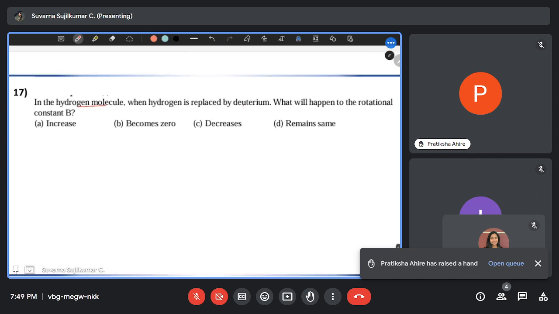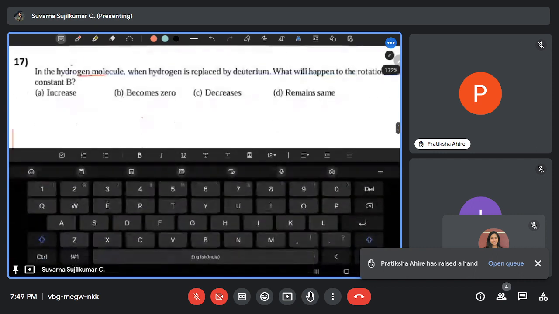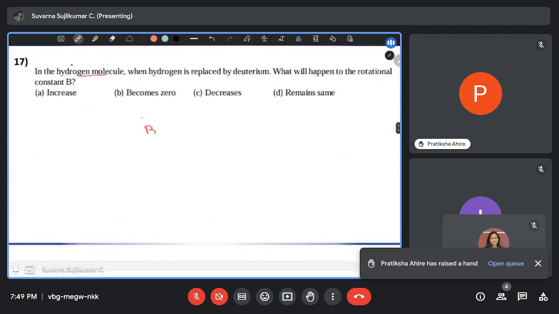The relation connecting the rotational constant B is B equals h squared divided by 8 pi squared I, where I is the moment of inertia. So we can write h squared over 8 pi squared mu r squared. When the hydrogen molecule is replaced by the deuterium molecule, what is happening? Let the molecular mass be m, and let the new molecular mass be m dash. m dash will be greater than m.